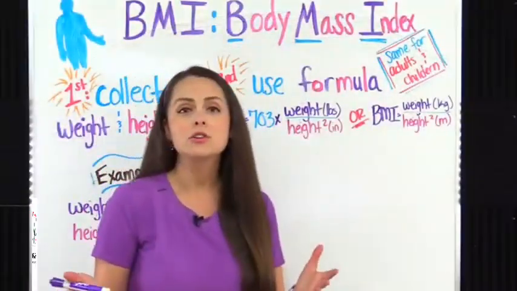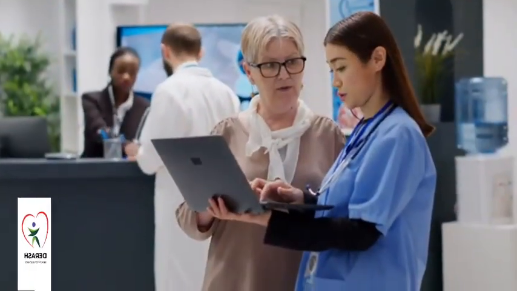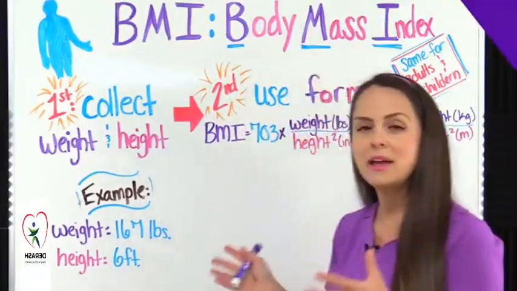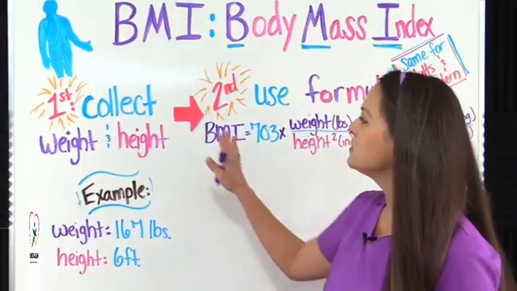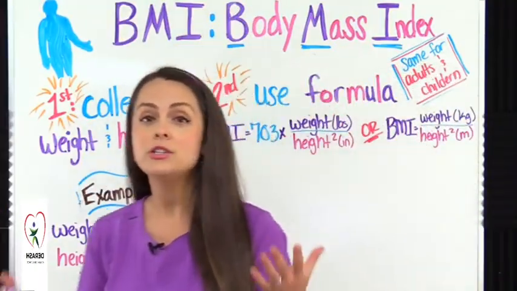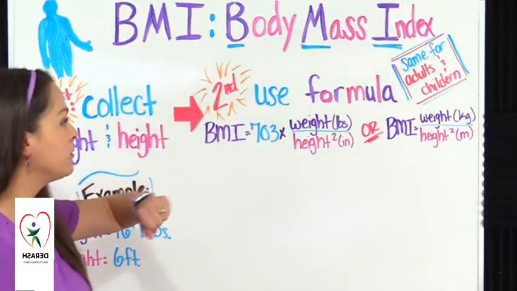Now, BMI scores are really helpful because they allow us to screen patients for potential health problems. So in this video, I'm going to show you how to calculate this number manually. So first, what you want to do is collect the patient's weight and height. Then once you have that, you want to plug the information into whatever formula you want to use.